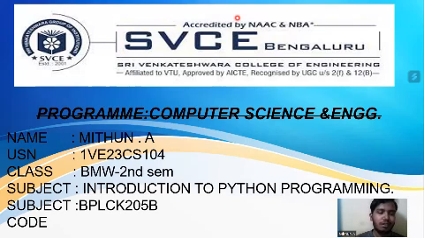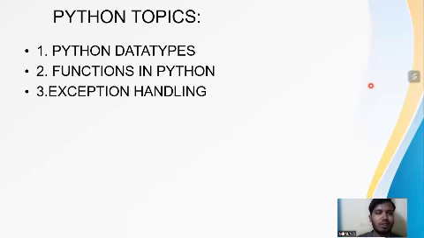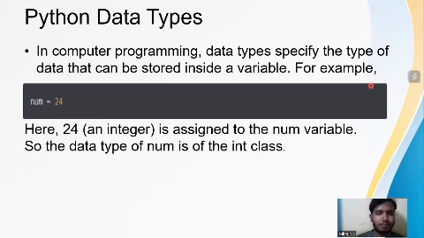I am Mithun. Today we are talking about introduction to Python programming, in which we're gonna talk about data types, functions, exception handling. So here we first talk about data types. What is a data type? It is a value that is assigned to the variable.